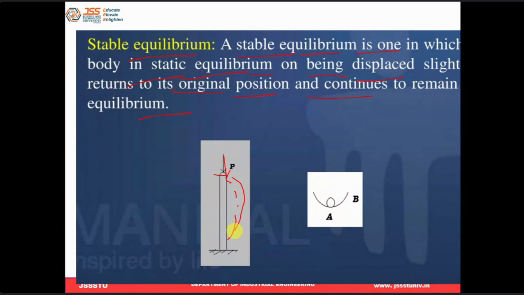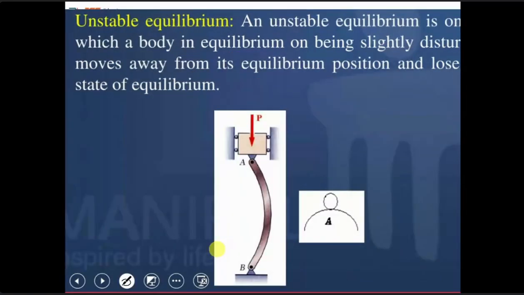So it slightly changes its displacement, but when you remove the load, it returns back to the original position. This is called the stable equilibrium position. Unstable equilibrium is one in which a body in equilibrium, being slightly disturbed, moves away from its equilibrium position and loses its state of equilibrium.